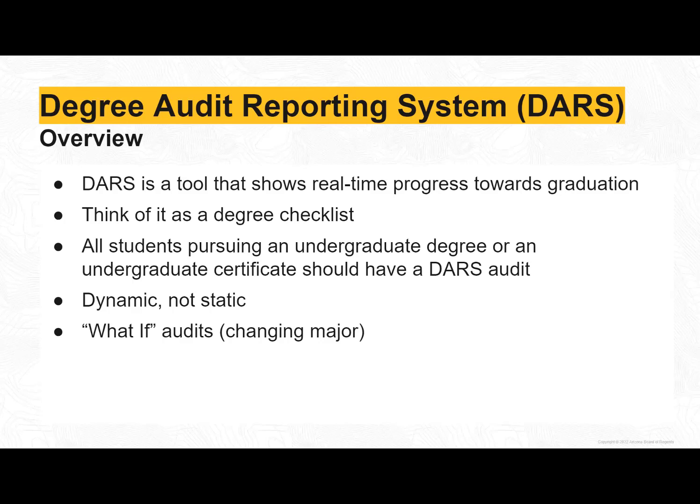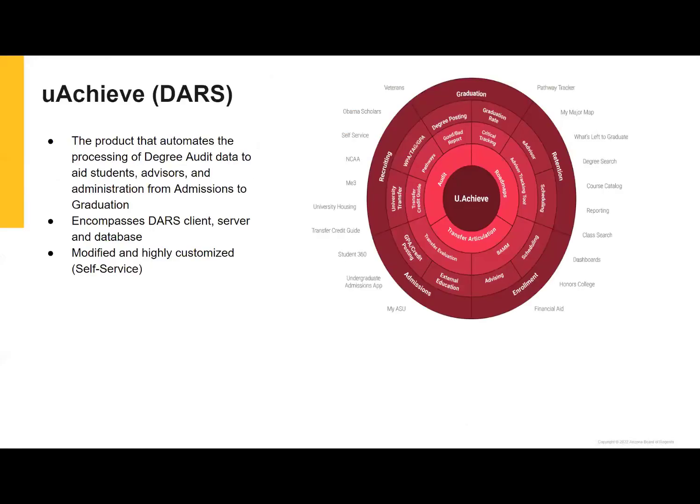So UAchieve is the product that automates the processing of degree audit data, and it aids students, advisors, and administration all the way from admissions to graduation. It encompasses the DARS client, the server, and the database. It's owned by College Source, and it's been modified and highly customized for ASU to meet ASU's needs. An example where it is super customized would be in ASU self-service, which we'll talk more about in the coming slides.